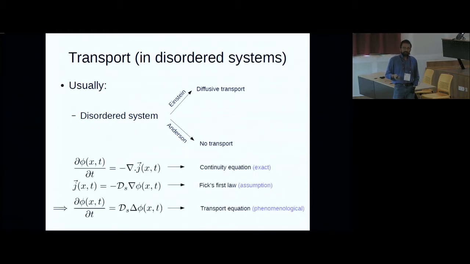But diffusion really rests upon a couple of assumptions. The first is that the continuity equation is exact. So diffusion really rests on the fact that you assume a fixed first law, in which the current of the propagating excitation is proportional to the gradient, and the proportionality constant is the diffusion constant. That gives a phenomenological transport equation. And what we want to argue is that this transport equation can fail in certain circumstances.